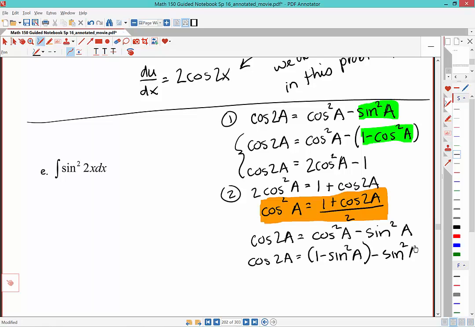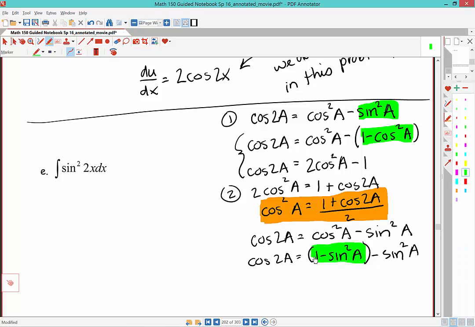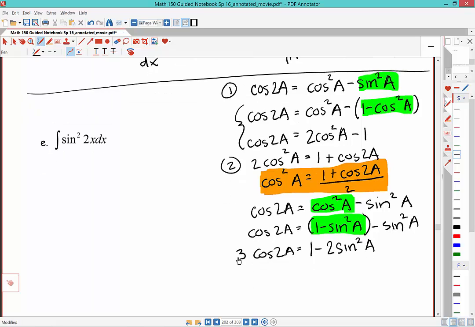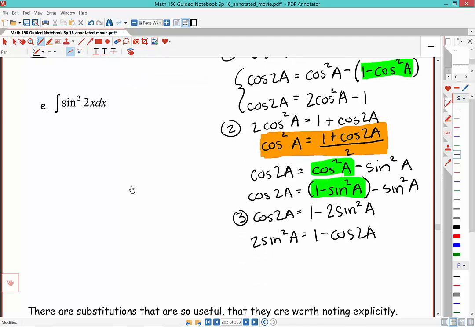So all I did on this one was, in for cosine squared of a, I plugged in 1 minus sine squared of a. So then you're going to get cosine of 2a is 1 minus 2 of these sine squareds of a. And that's the third formula you would have learned in trig. Now what we're going to want to do is isolate the sine squared of a. So you'd end up with 2 times sine squared of a is equal to 1 minus cosine of 2a.